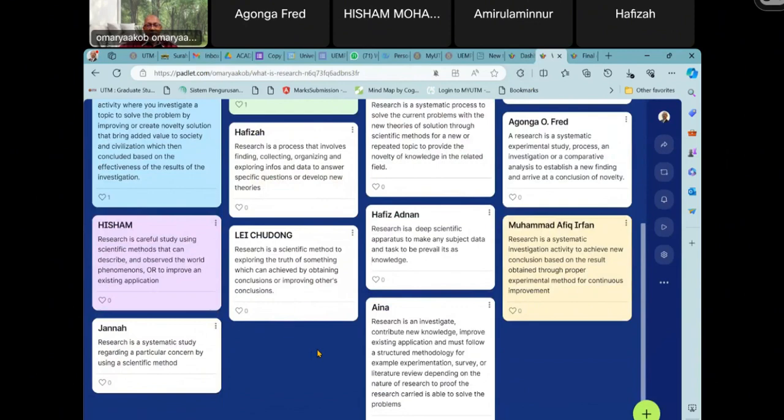You mentioned about literature review, but not inside your definition. Yeah, it was the careful study. Careful study. Okay. But scientific method, okay, scientific method, and then the rest that can describe, observe the world phenomenon. Okay. All right. Anybody else has comments or suggestion or explanation?